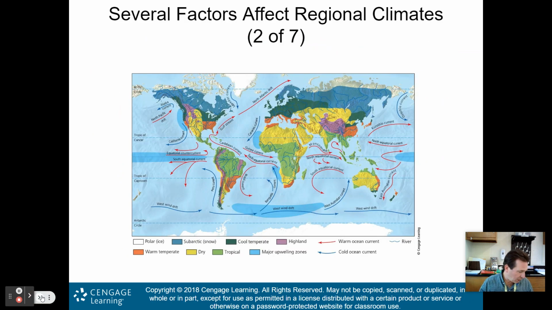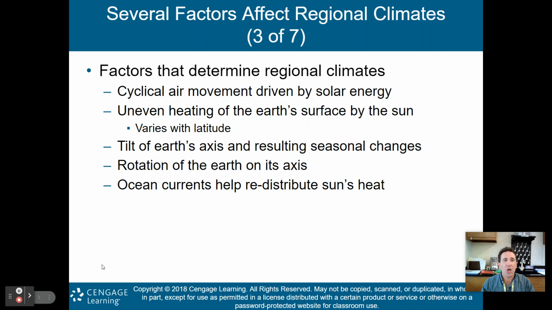So what we're looking at here now is Earth's climate zones, okay? And you'll notice we have polar, subarctic, cool, temperate, highland, tropical, dry, etc. So you can see all over the world the different types of climate zones that we have out there. So factors that are going to determine the regional climate: cyclical air movement driven by solar energy.